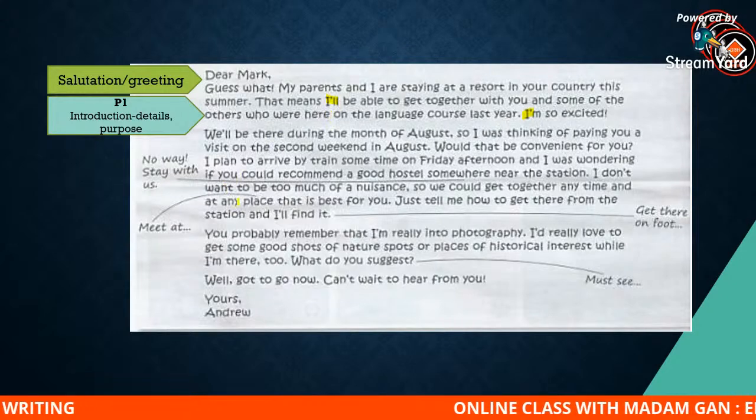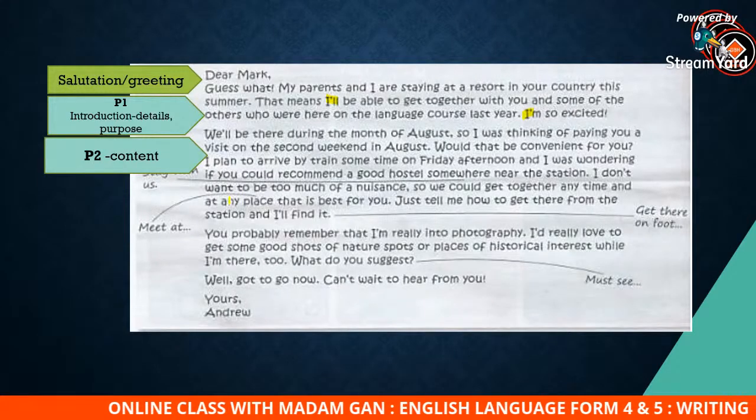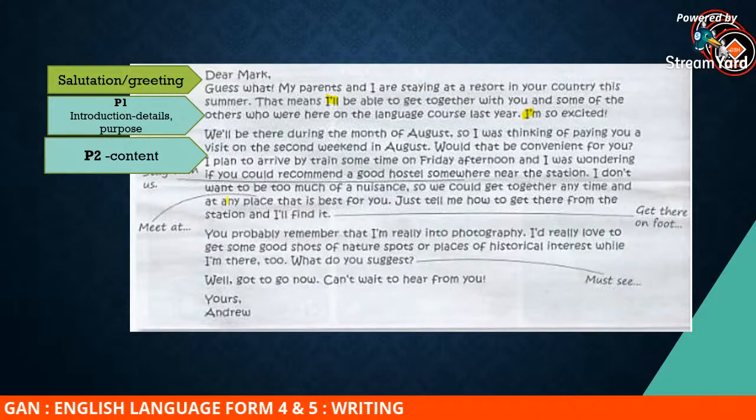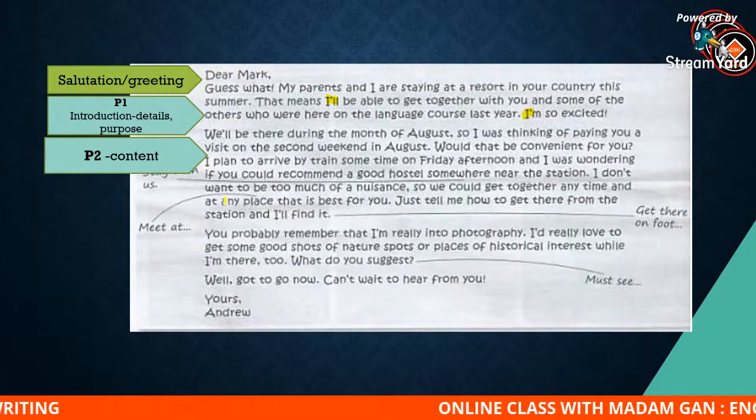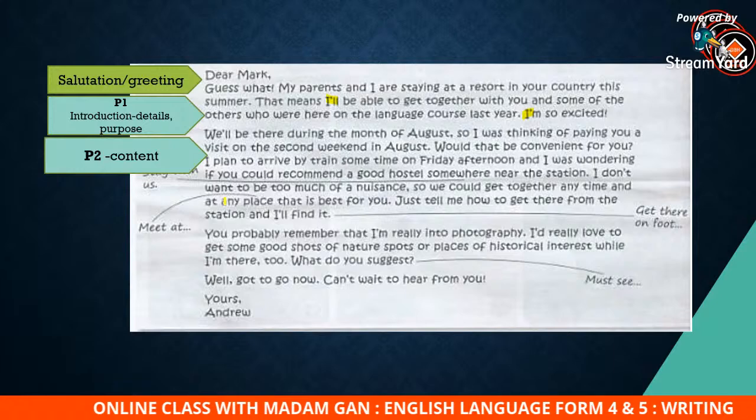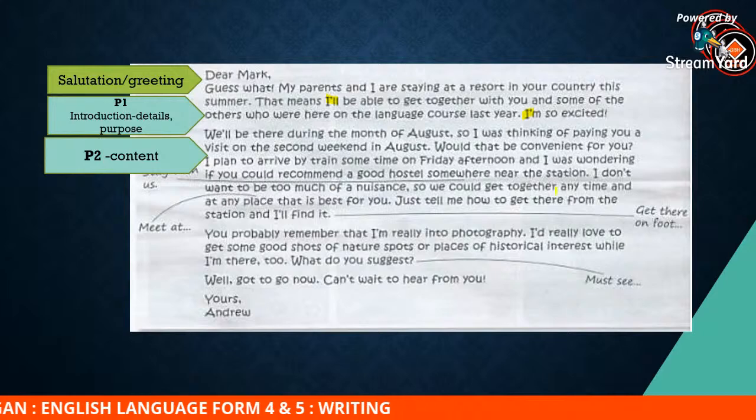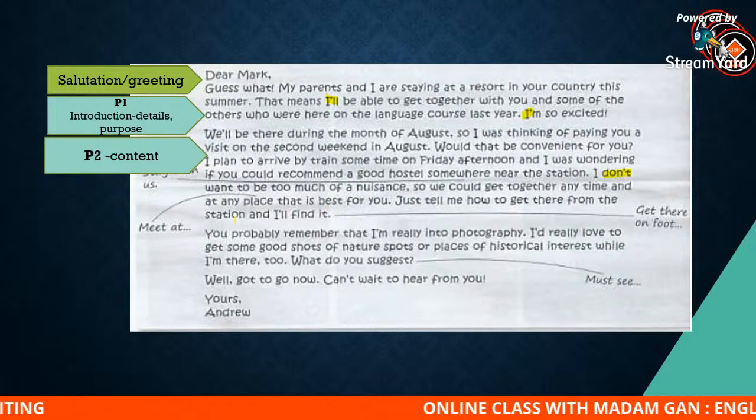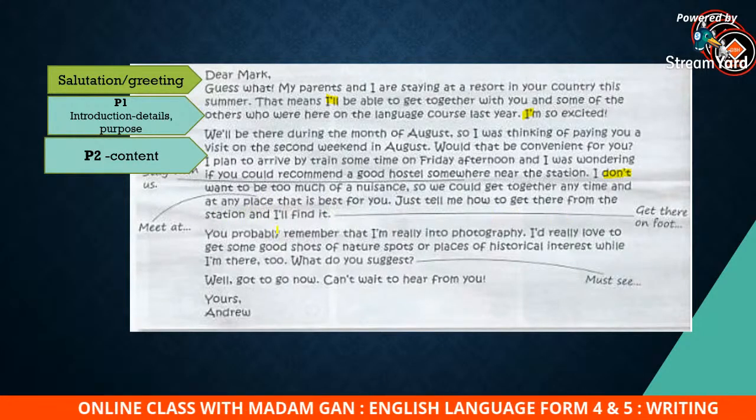Next, paragraph 2, the content. I will be there during the month of August. So I was thinking of paying you a visit on the second weekend in August. Would that be convenient for you? I plan to arrive by train sometime on Friday afternoon, and I was wondering if you could recommend a good hostel somewhere near the station. So I don't want to be too much of a nuisance. Okay, so don't, contraction. So we could get together anytime at any place that is best for you. Just tell me how to get there from the station and I'll find it.